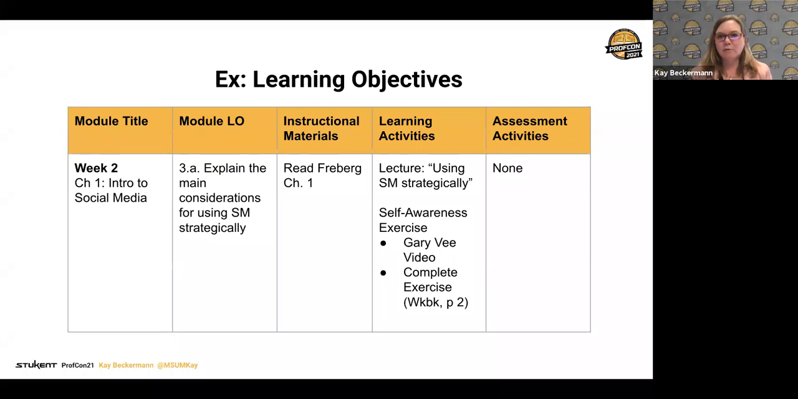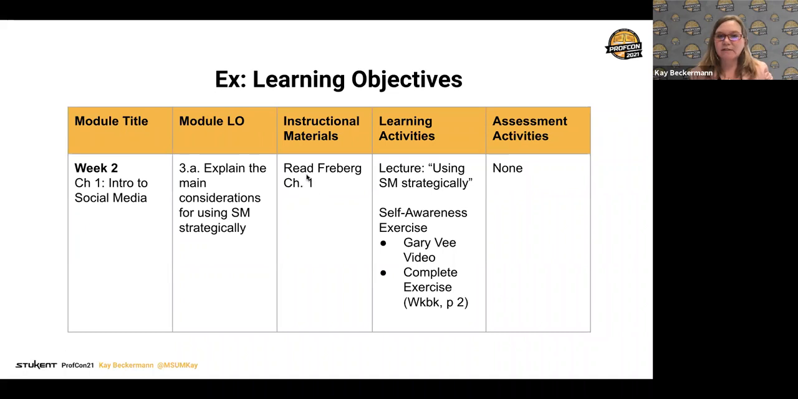This is essentially what a course map looks like. You have your module title. So for week 2, we jump into chapter 1, Intro to Social Media. What are the module learning objectives? So you start talking, this is my module, the learning objective is number 3, and the sub-objective is A. Explain the main considerations for using social media strategically.